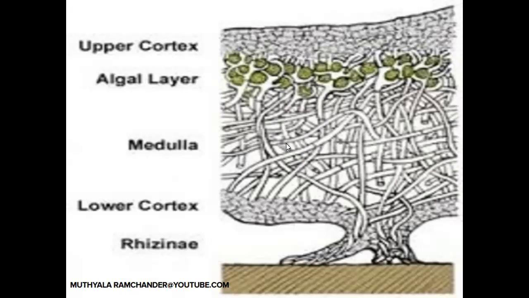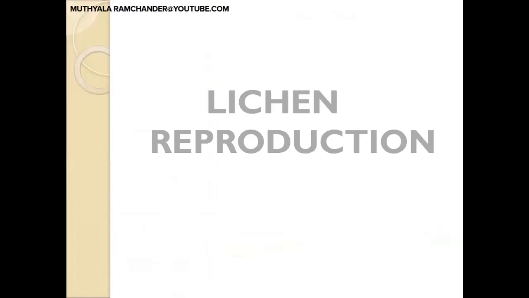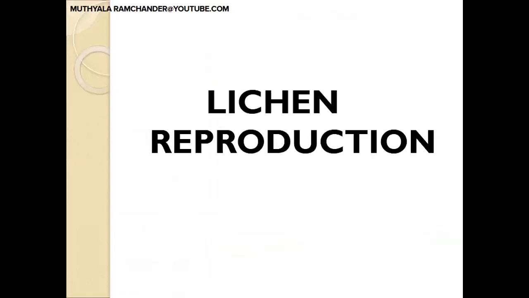This is the internal structure of lichens. Now, lichen reproduction. Lichen reproduction is mainly done in three ways: the first is vegetative reproduction, the second is asexual reproduction, and the third is sexual reproduction. Vegetative reproduction is done by fragmentation. We have already seen the thallus. The thallus is cut into a number of fragments, and each fragment develops into a new lichen. This process is called vegetative reproduction by fragmentation.